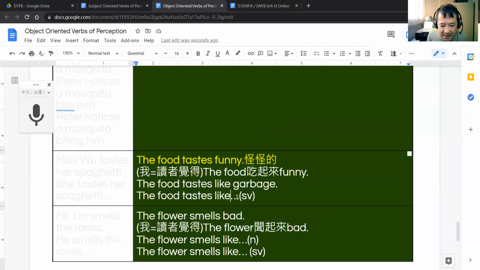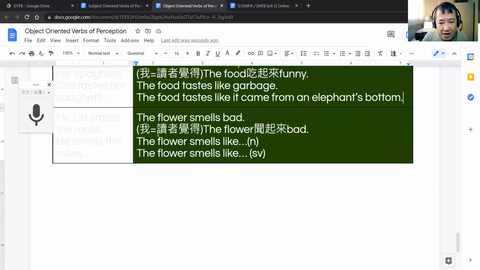Or I can say the food tastes like it came from a garbage can, let's say. Right? Yes, the food tastes like it came from a garbage can. If you want to be even more disgusting, you could say the food tastes like it came from an elephant's bottom. Ooh. Let's say disgusting, right? Yes, but very descriptive, right? Okay. All right.